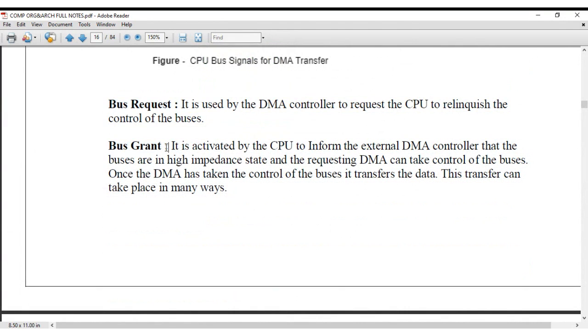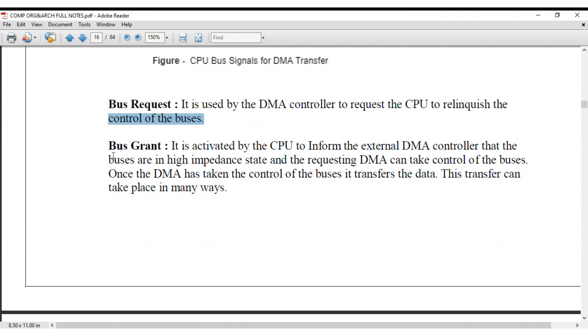Basically, bus request is used by the DMA controller. The DMA controller is basically a code in the what? In the IO module. Okay, so it's not a device. It's a code, it's a functionality. The DMA controller requests the CPU to relinquish the control of the buses.